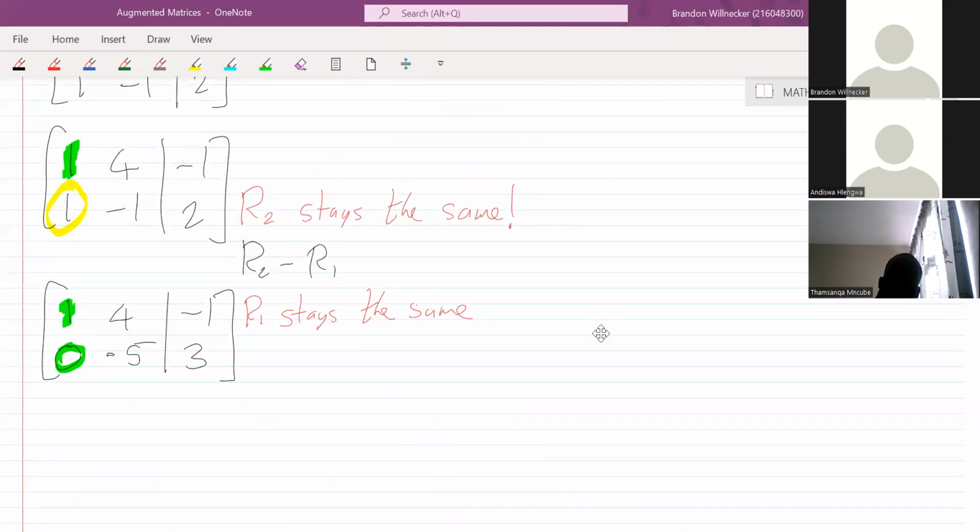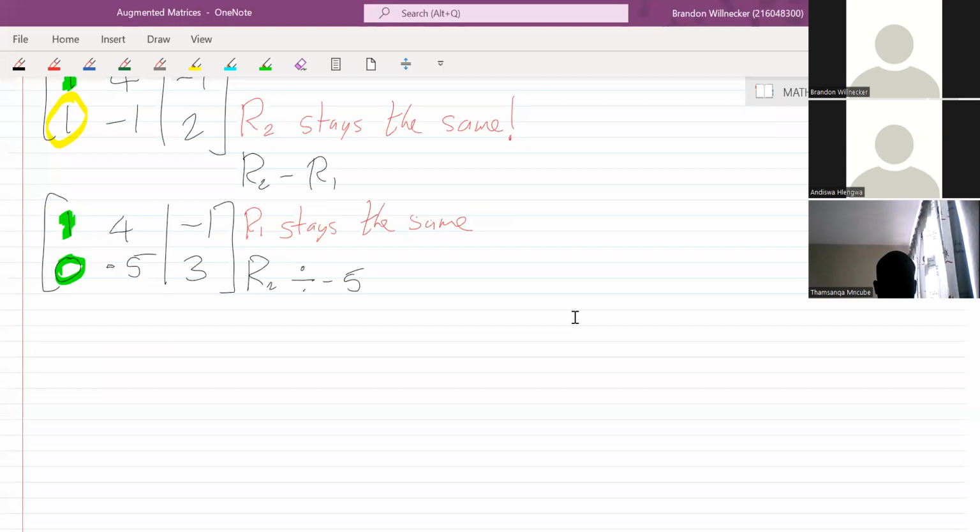So what can we do to turn the minus 5 into a 1 such that we don't change anything else in that row? We don't want to mess anything else up. So what we can do is we can take row 2 and divide by minus 5. Because that will change the minus 5 into a 1 and it won't change the 0. We've already done with that. We don't want to change that. Okay, so let's do that. So we're going to get 1, 4, minus 1, 0, 1, and then minus 3 over 5.